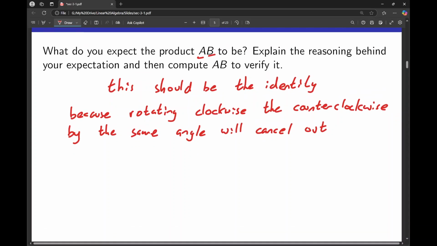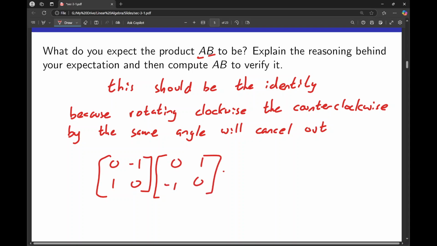So verify it. A was the matrix that had 0, -1, 1, 0. B was the matrix that had 0, 1, -1, 0. Multiplying those, row times column. And yes, it is the identity, so it checks out.